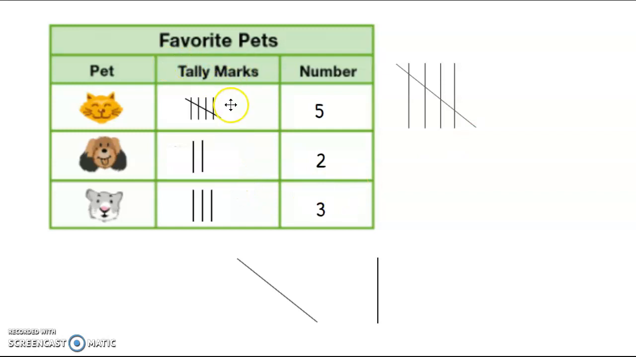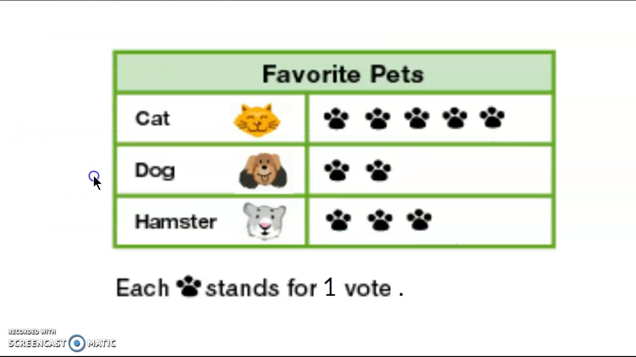So if I look here, I've got tally marks. I've got 5. These are the number of people who voted for a cat. 2 voted for a dog, and I've got 3 that voted for the hamster. Then we're going to take that data and we are going to put it in a graph.